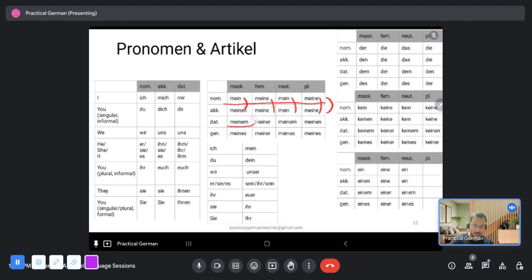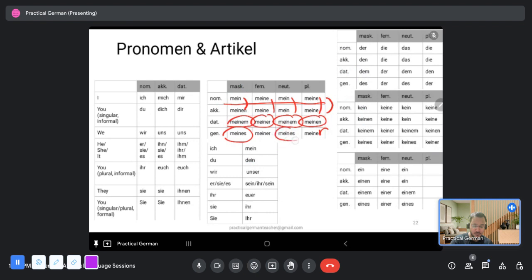Dative: add the sound of m for neutrum and masculine, add the sound of n for plural, add the sound of er for feminine, right? I think yeah, genitive is wrong. I think it should be okay. We'll ignore genitive for now.